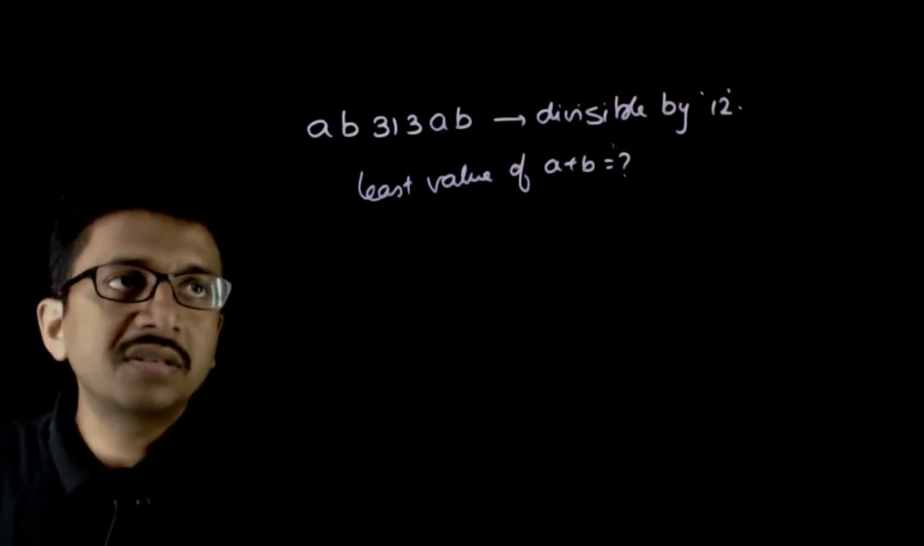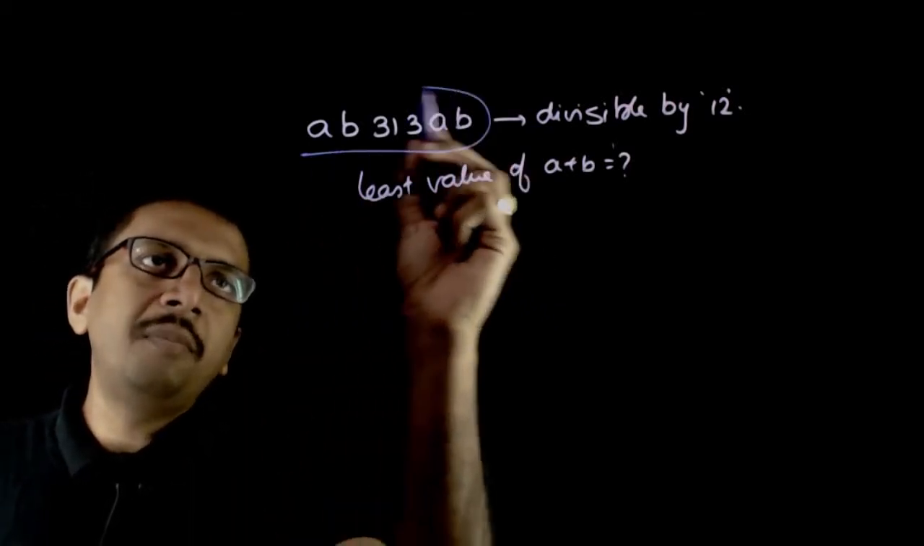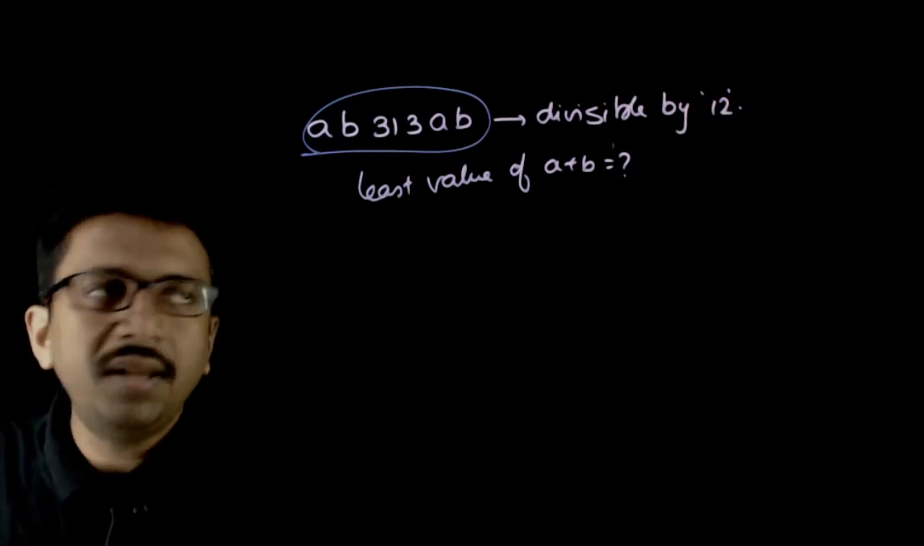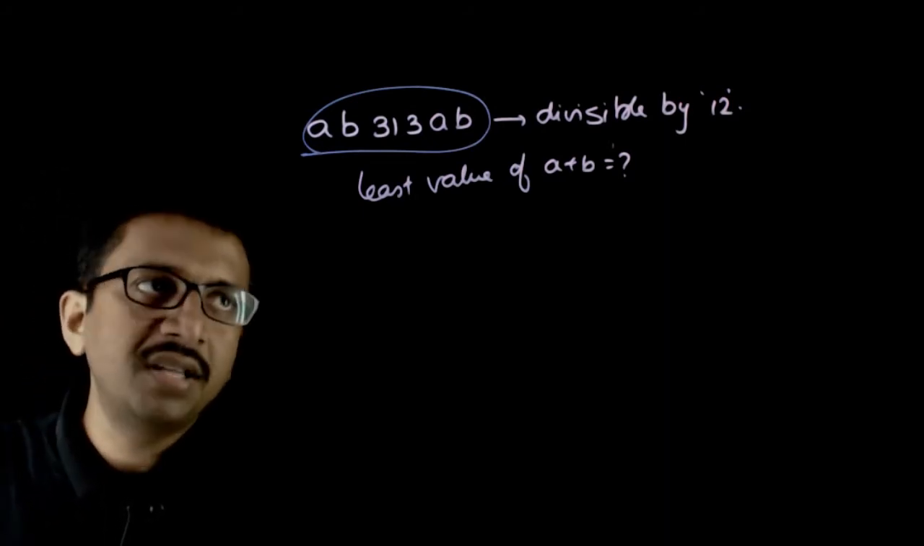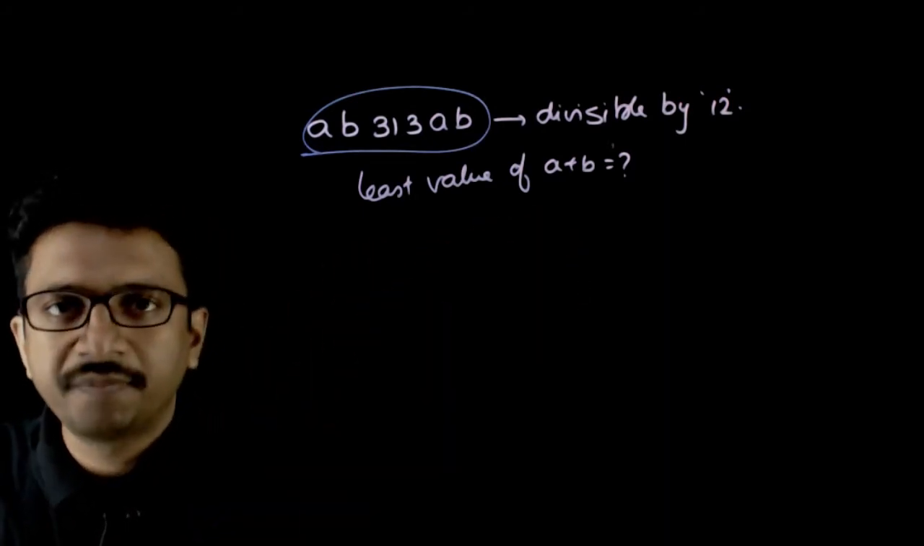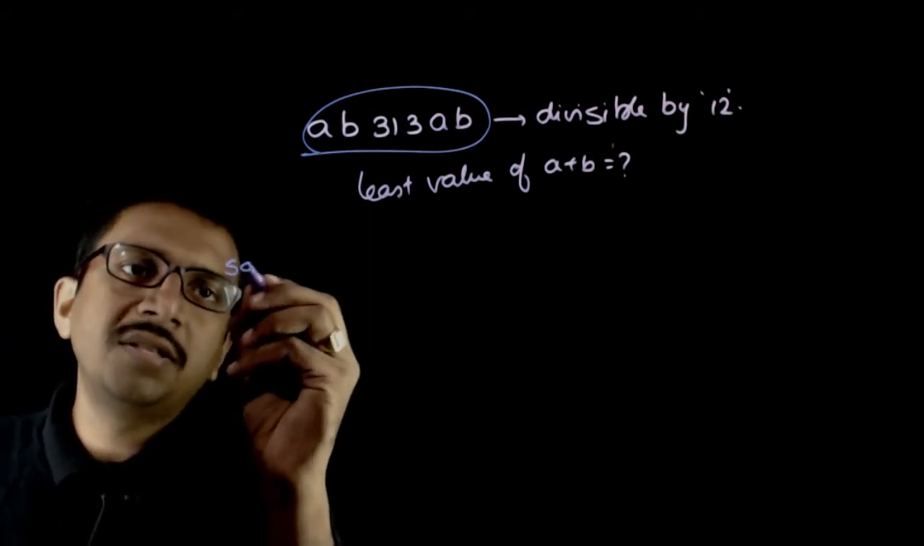So welcome students. In this question you are given that a number of the form AB313AB is divisible by 12. If that is so, what is the least value of A plus B? So what is the concept here?